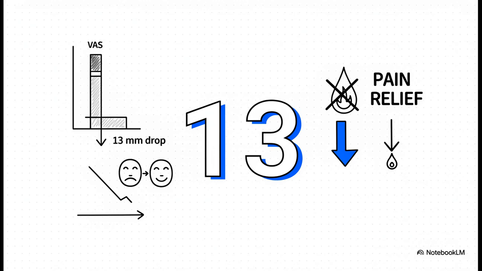The greatest power of VAS is tracking dynamic changes over time. Statistical research shows that for a patient to actually feel a meaningful improvement in their body, their score must drop by at least 13 millimeters. If you administer a drug and the score only drops by a mere 5 millimeters, well, that chosen analgesic has clinically failed, and you need to pivot your strategy immediately.